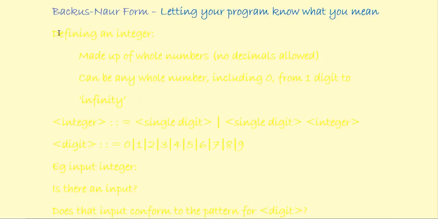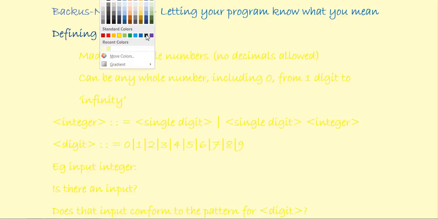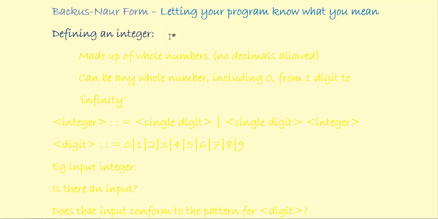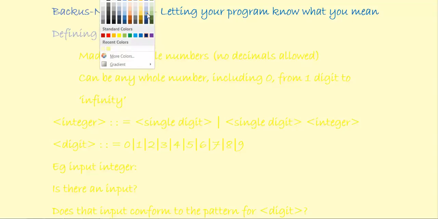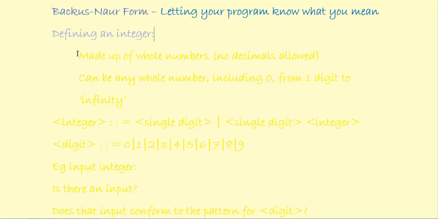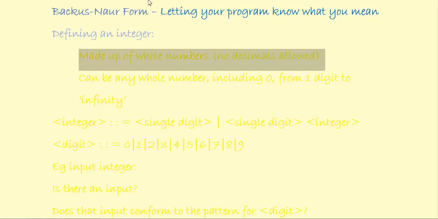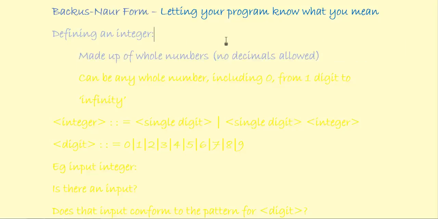So let's take a typical Backus-Naur type problem, and that is how a program will handle integers. Right, so we're going to define an integer. Now we can say for an integer that it is made up of whole numbers, no decimals allowed. So if it was a decimal, then it would be a real number or a floating point.